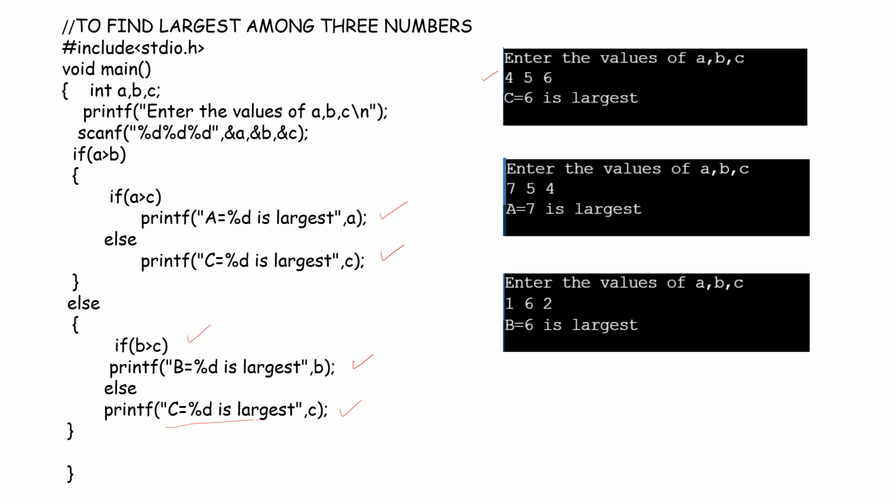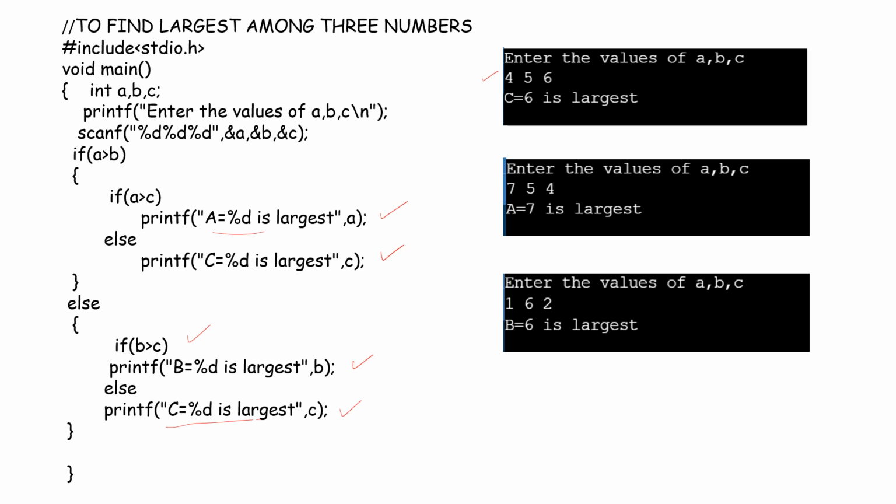Take one more example, 7, 5 and 4. A is equal to 7, B is equal to 5 and C is equal to 4. A is greater than B, 7 is greater than 5. The condition is true. A is greater than C, that is 7 is greater than 4. The condition is true. You print A is the largest number.